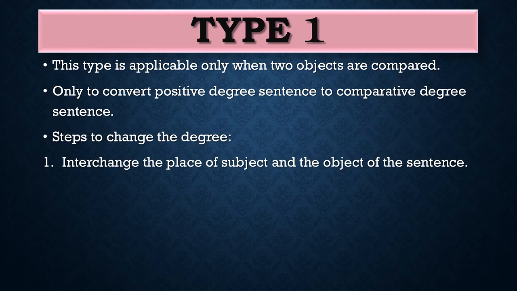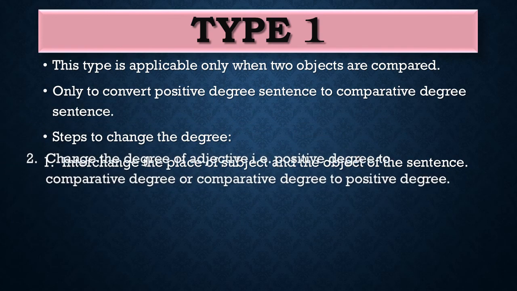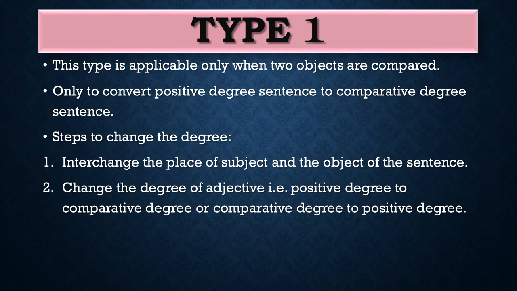First step is to interchange the place of the subject and object of the sentence. The next step is to change the degree of the adjective. Comparison means, of course, it will be an adjective or adverb. The degree you have to change, positive to comparative or comparative to positive, as the question is demanding.